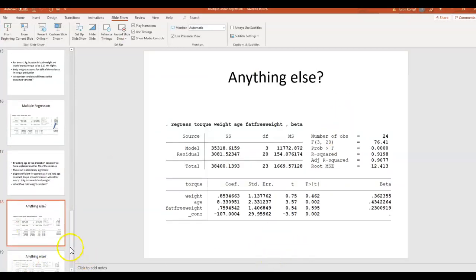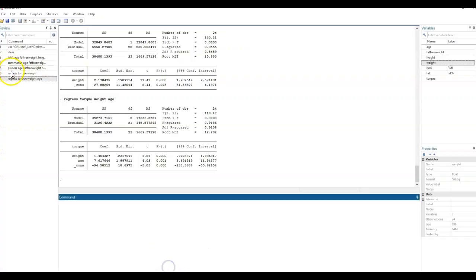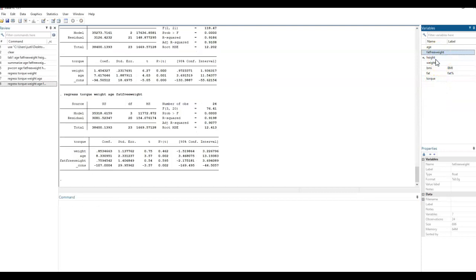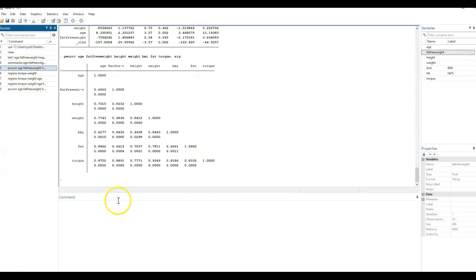So what if we added anything else? Let's say we added fat-free weight. Let's go ahead and do that. And we'll just add this right here, fat-free weight. And now if you look at this, the only thing that's significant is age. The reason behind that, I think, if we go back to our correlation table, let's look at the relationship between fat-free weight and actual weight. It's 0.98. So they're basically saying the same exact thing.